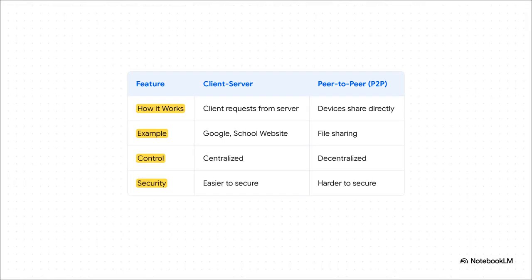So how do these computers actually connect? Well, it's mostly in two different ways. The first one, the client-server model, is what you use almost all the time. Your device, the client, asks a big central computer, the server, for something, like a web page. The other main way is peer-to-peer, or P2P. That's where devices just connect and share files directly with each other. No central boss. It's way more decentralized, but yeah, it's also a lot harder to keep secure.